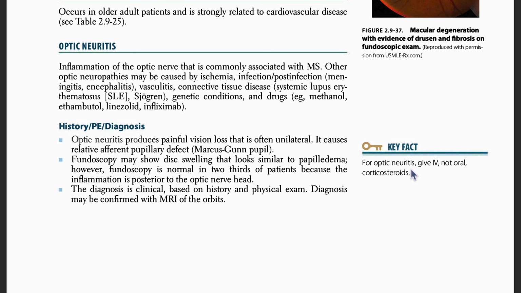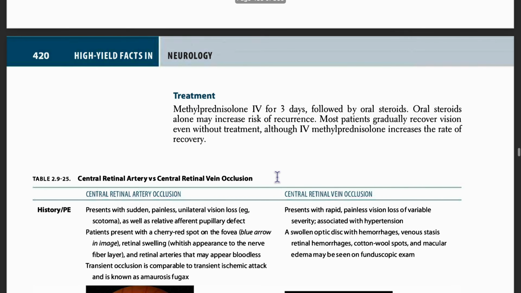Key fact for optic neuritis: give IV, not oral, corticosteroids. Treatment here is methylprednisolone IV for 3 days followed by oral steroids. Oral steroids alone may increase risk of recurrence. Most patients gradually recover vision even without treatment, although IV methylprednisolone increases the rate of recovery.